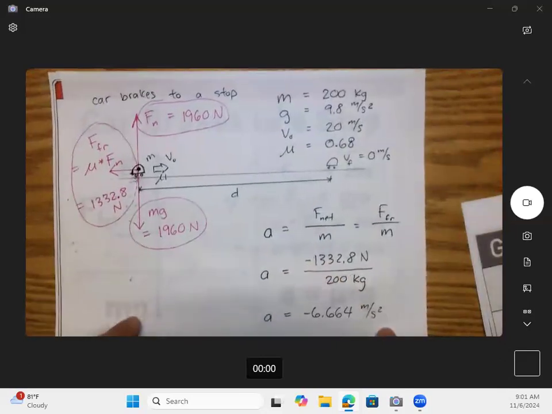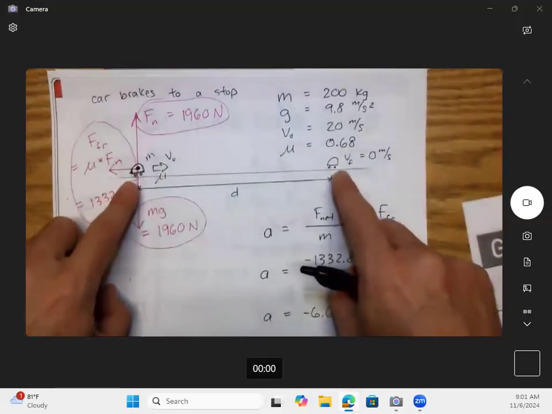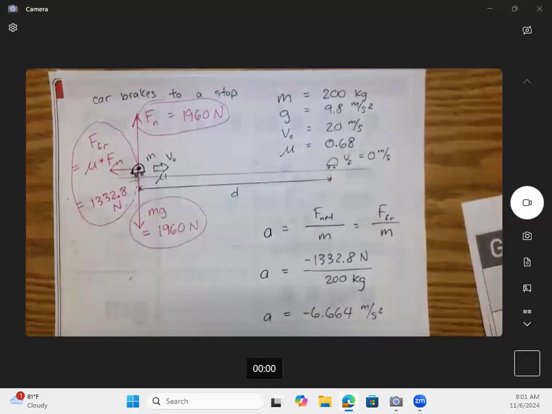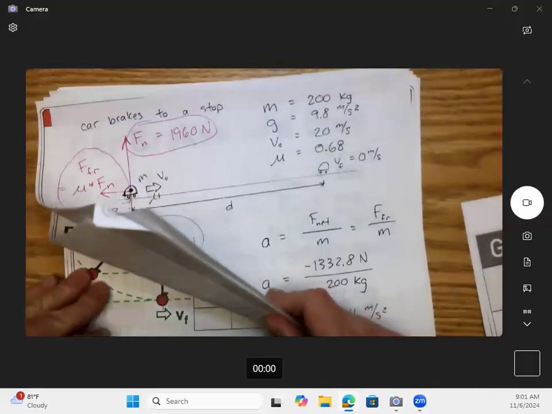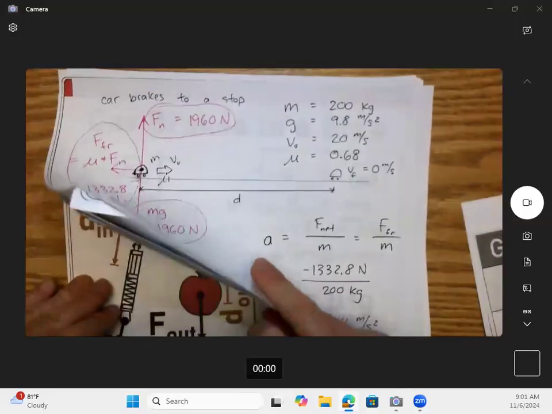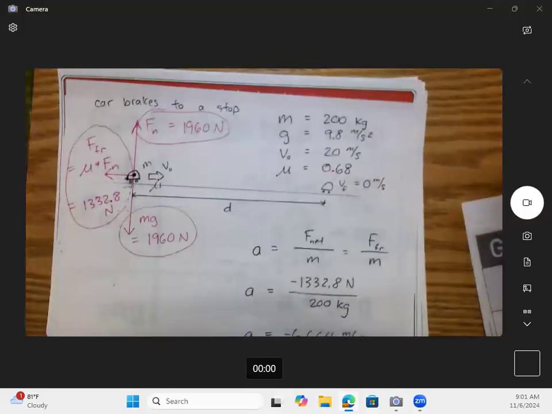So now we know the rate the car's slowing down. But remember, our goal is to figure out how far the car brakes. So what should I do next? Kinematic formula time. Actually, let me find that list of kinematic formulas.